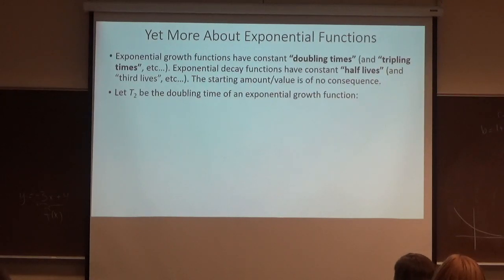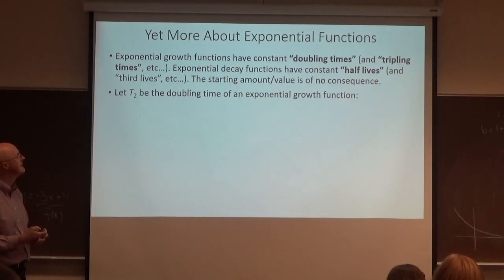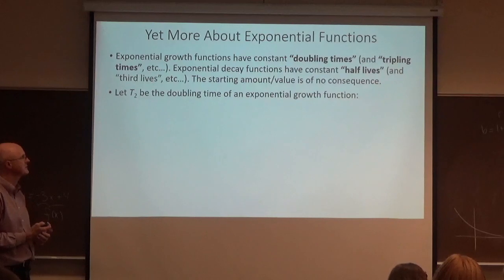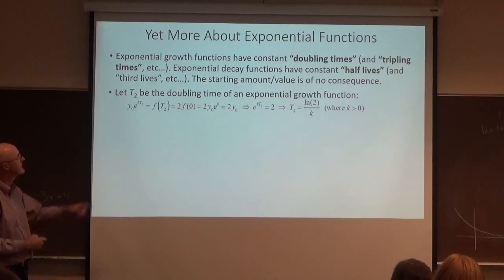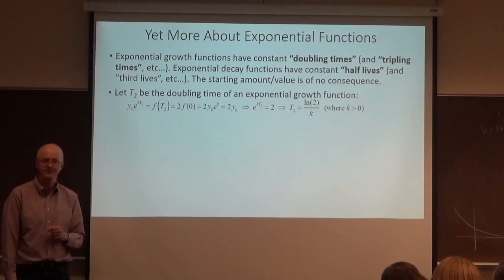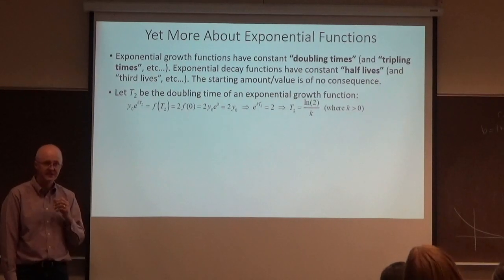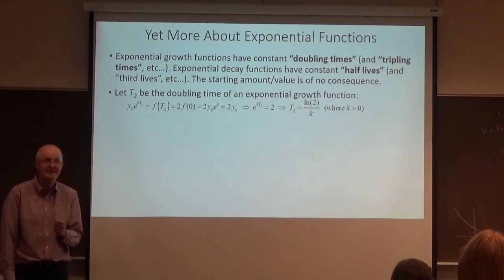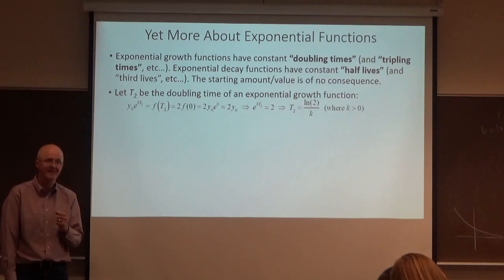You can find formulas for the doubling time and half-life. If T2 is the doubling time of an exponential growth function, here's the line that tells you how to find T2 in terms of what K is. So again, we're using the E form of the exponential function here. That is going to be the most common form because it is actually most helpful for calculus, to use E.